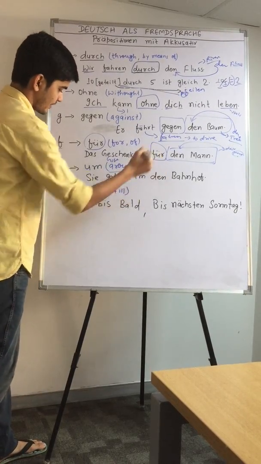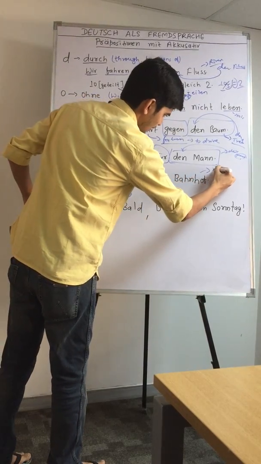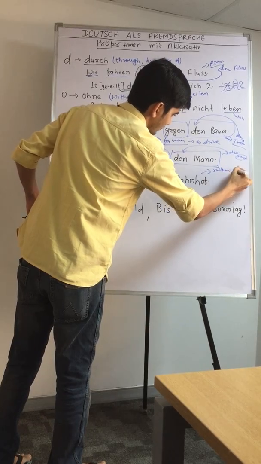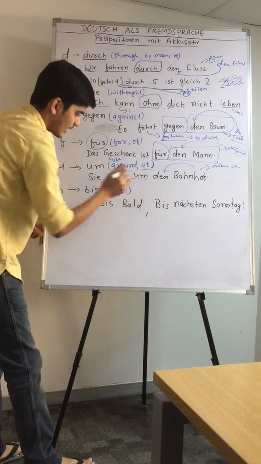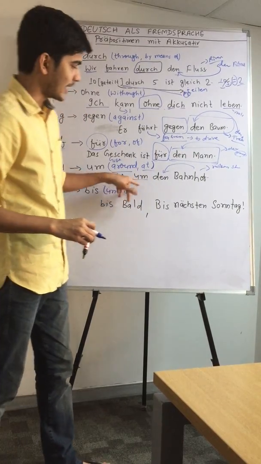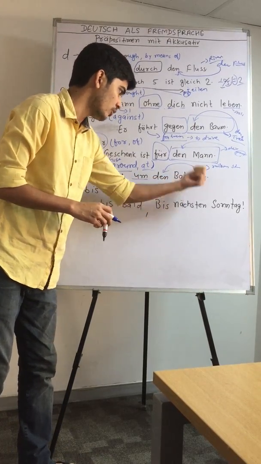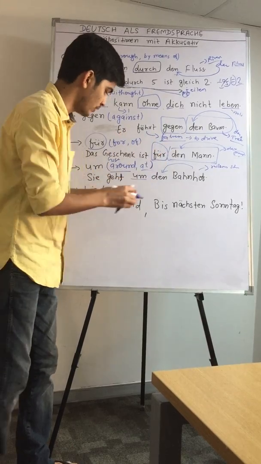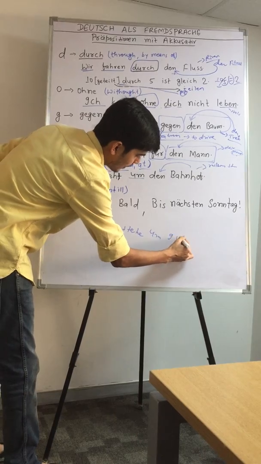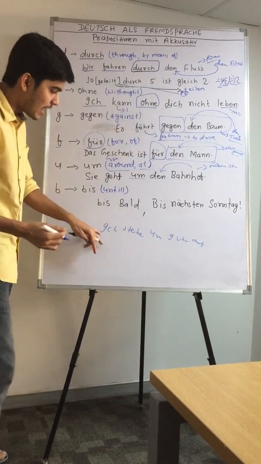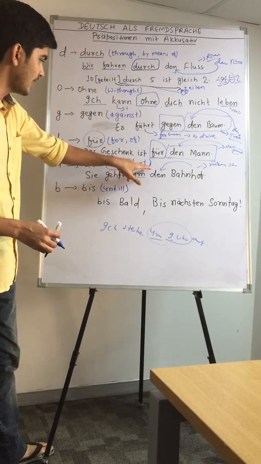Um is around or at. Sie geht um den Bahnhof. Bahnhof is railway station. So that is der Bahnhof. So der changes to den, and um is around. She goes around the railway station. Sie geht um den Bahnhof. Ich stehe um 9 Uhr auf. So I wake up at 9 o'clock. So um means around or at.